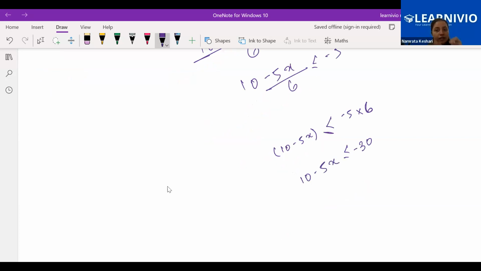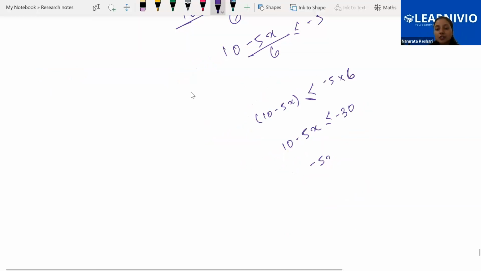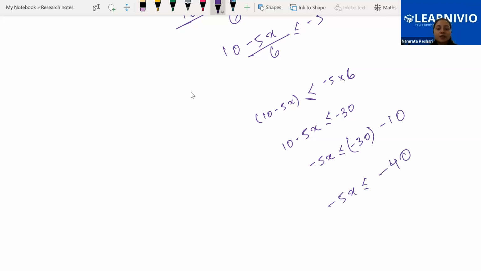Now we have to keep x on one side and the remaining terms, the constants, on the other side. So 10, if you shift to the other side, we are allowed to do addition and subtraction. We are allowed to do addition and subtraction with a negative number or positive number, it doesn't matter at all. Okay, so minus 30, and then this 10 will go to the other side, minus 10. Minus 5x is less than or equal to minus 40.